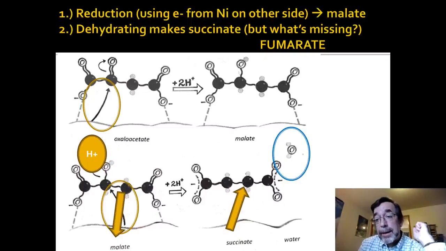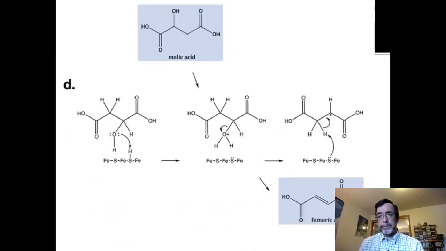This is why I want you to do this. I want you to see this and see, if you see somebody going from malate to succinate, you should say, oh, wait a second, you're missing something. You're missing fumarate. In his paper, he actually shows fumarate, and so I'm going to show you that from the paper. This is malate, and he's showing it being protonated.